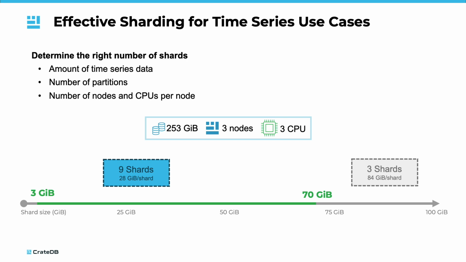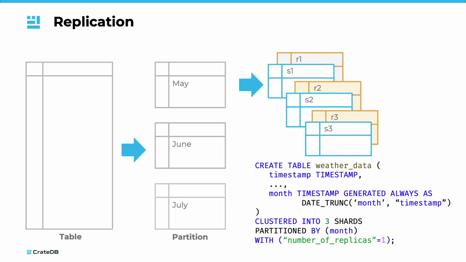In our example, let's consider a 3-node cluster where each node has 3 CPUs. The total amount of data over the course of the year is predicted to be around 253 gigabytes, and we decided to have 1 partition. In this situation, we can choose to have 9 shards, resulting in 3 shards per node, where each shard contains 28 gigabytes of data. It is worth mentioning that it is important to monitor the performance of your cluster as data grows and adjust the number of shards as needed to ensure optimal performance over time.